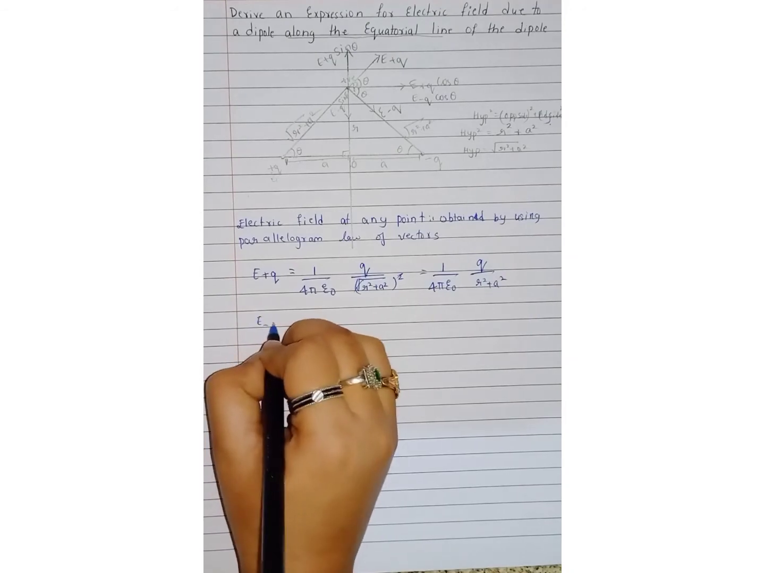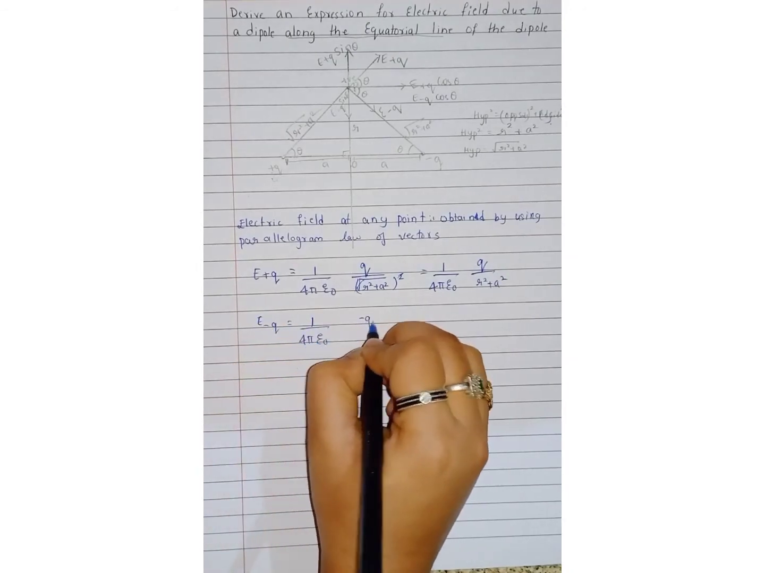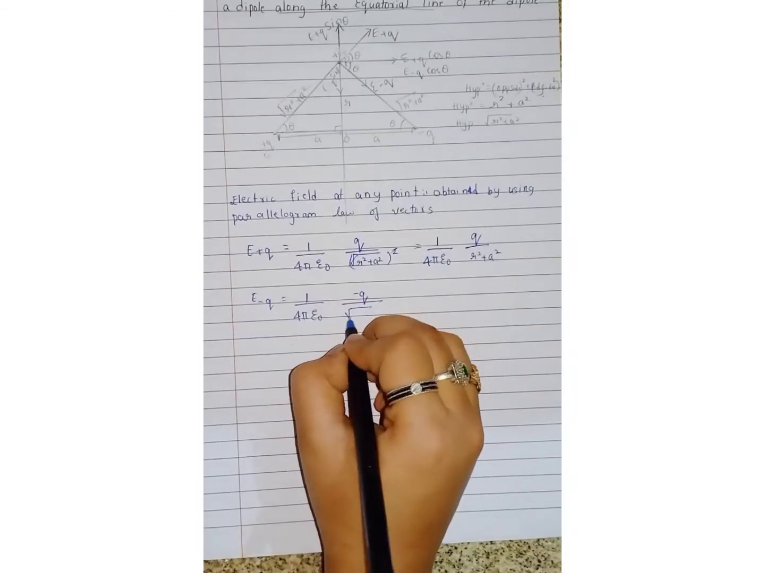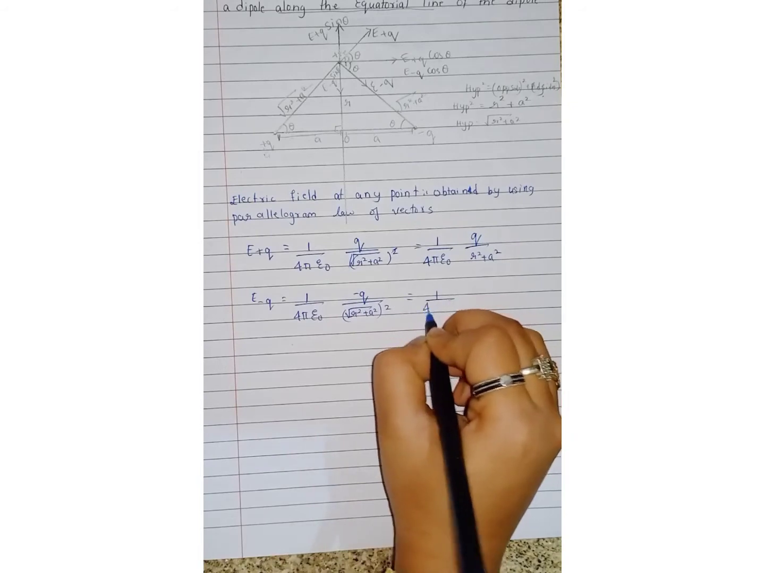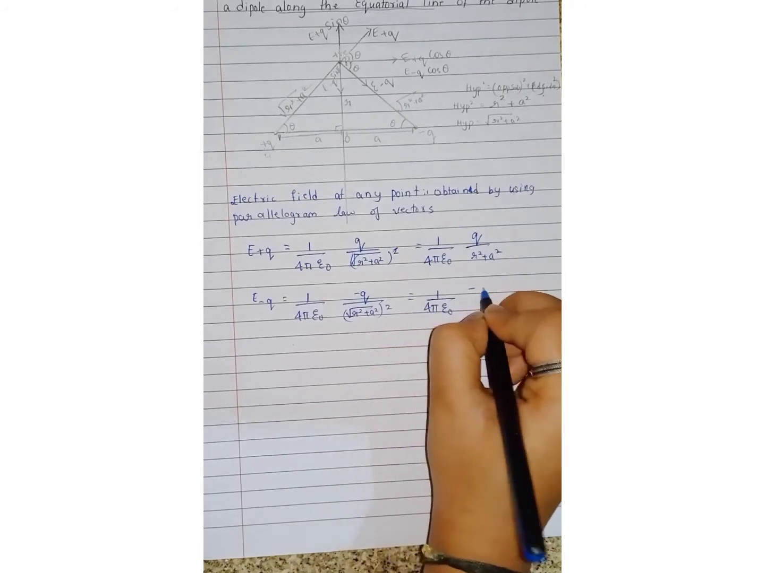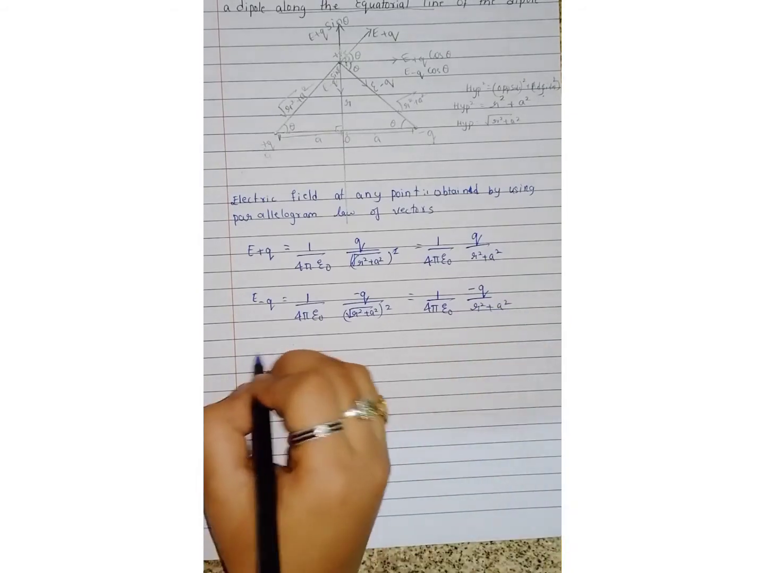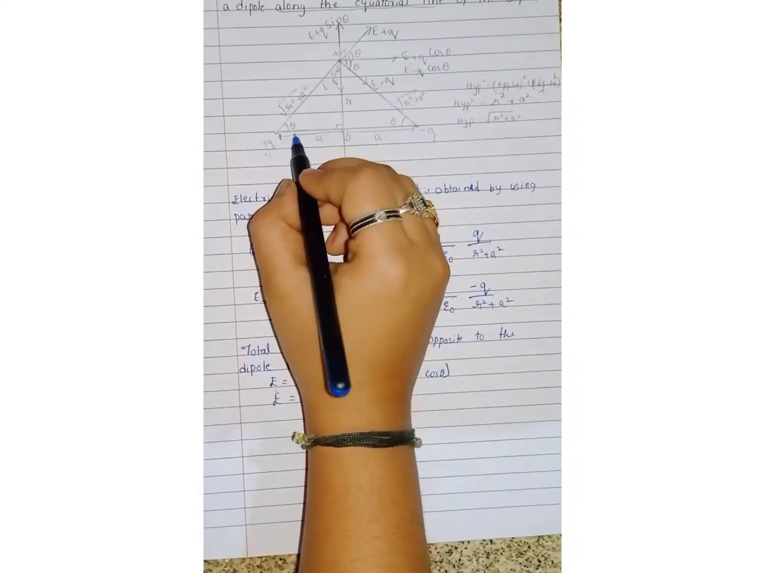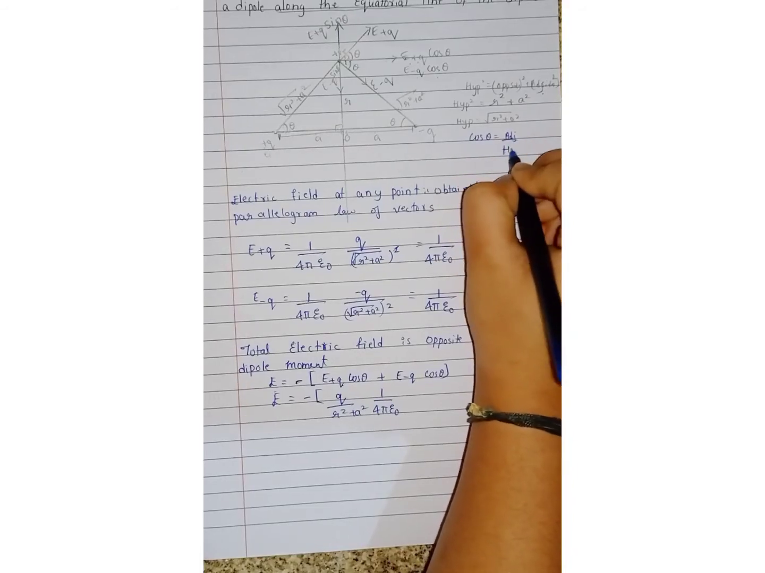The same will be for the negative charge: 1 by 4 pi epsilon naught, here the charge is negative, minus q, over root of r square plus a square, the whole square, which is equal to 1 by 4 pi epsilon naught, minus q by r square plus a square. Now for theta, cos theta is adjacent by hypotenuse, right?